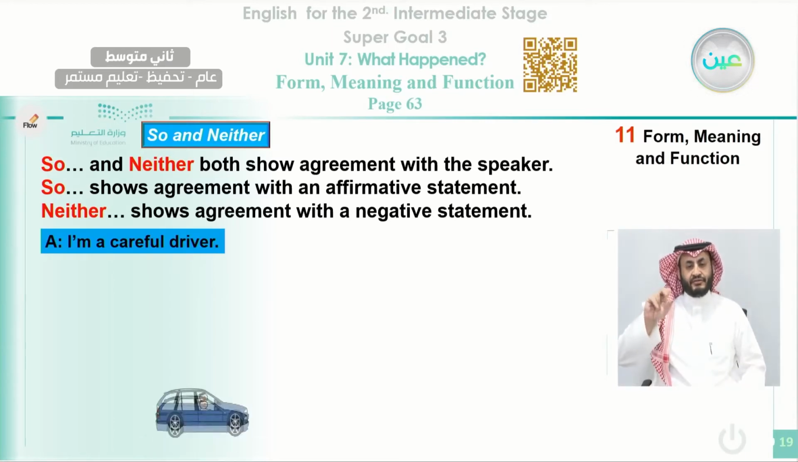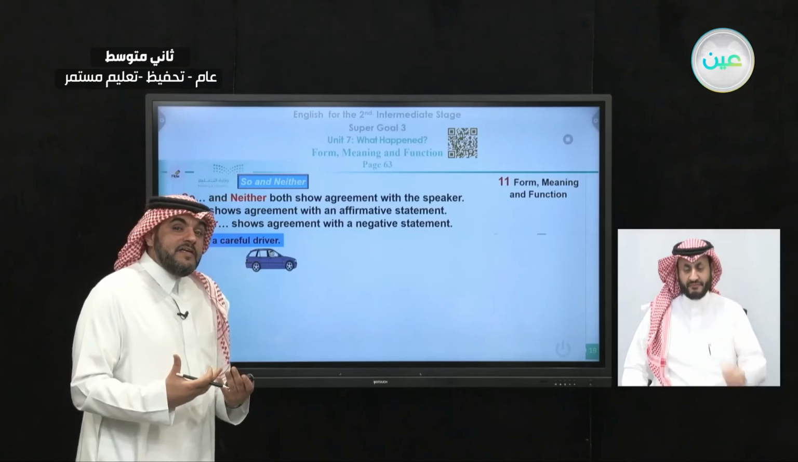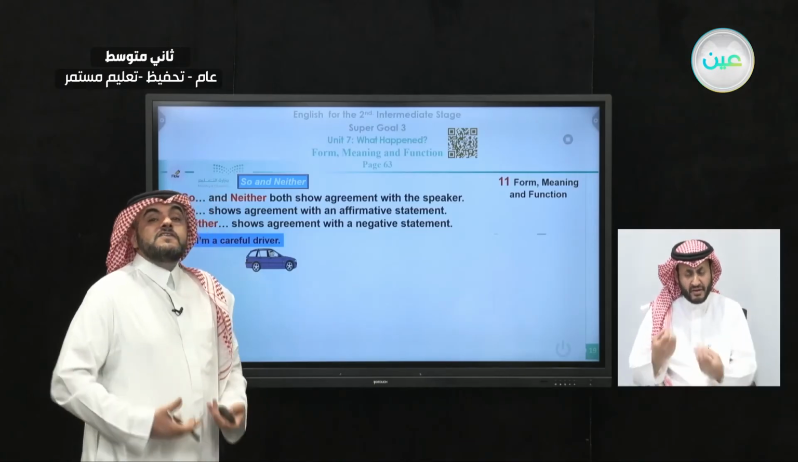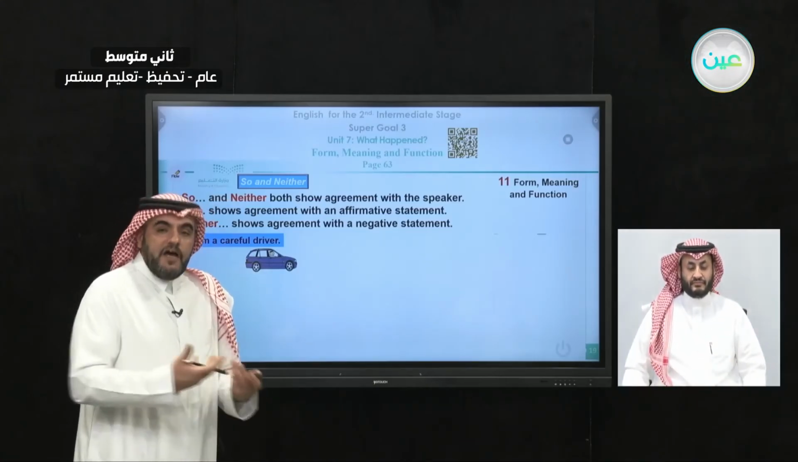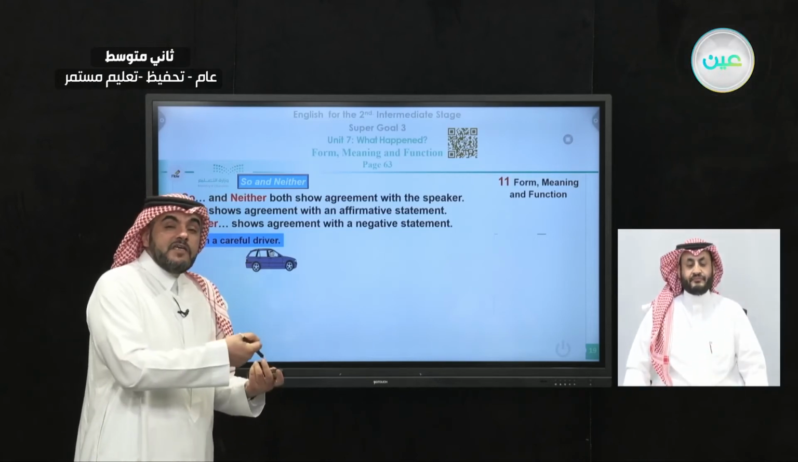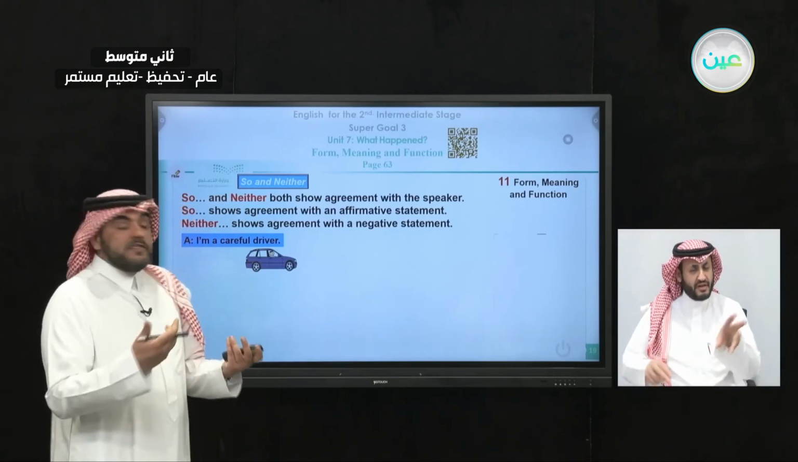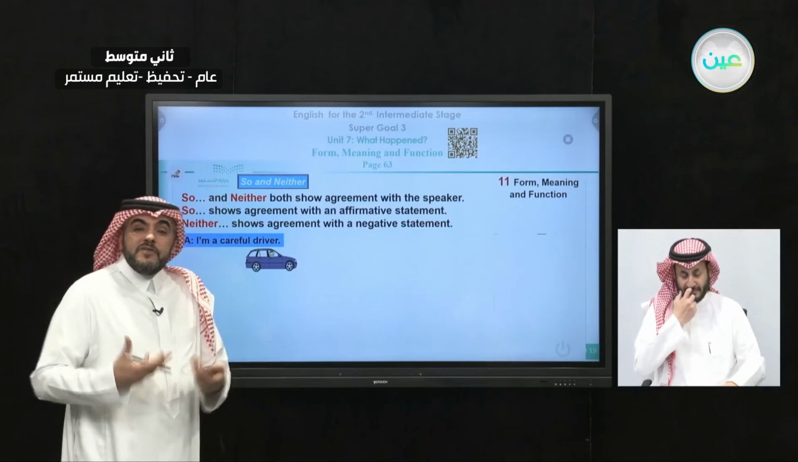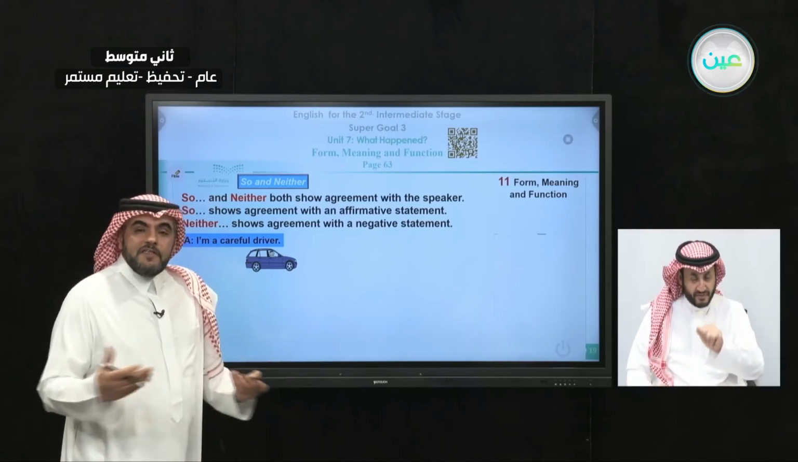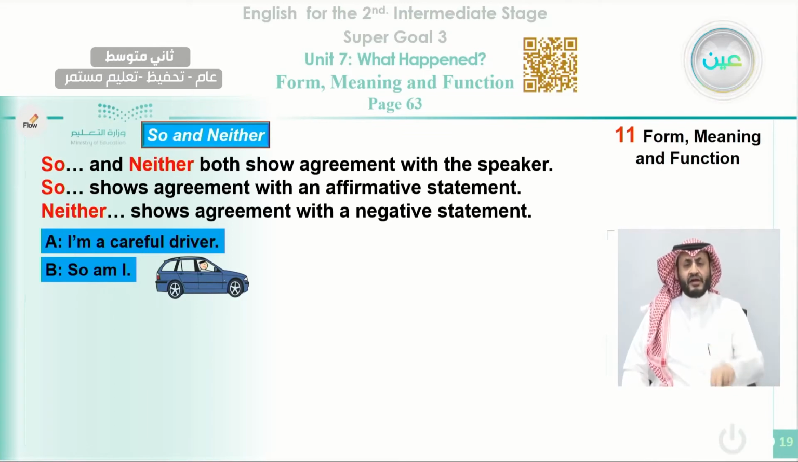When somebody says, I am a careful driver, the speaker is saying that he is a careful driver, a good driver. He drives carefully, or she drives carefully. If you want to agree with this speaker, since the sentence is affirmative, there is no not, you use so. So we can say, so am I.